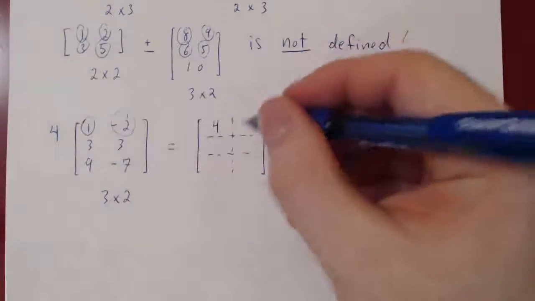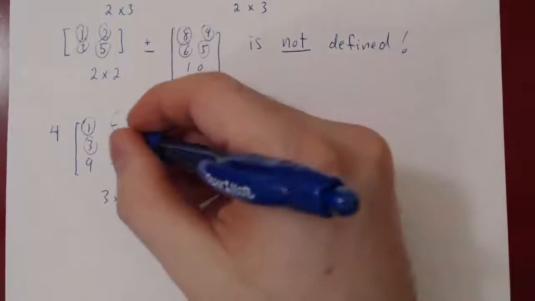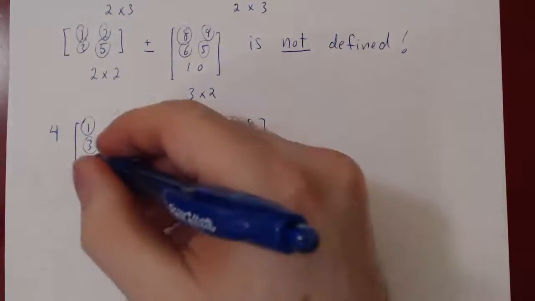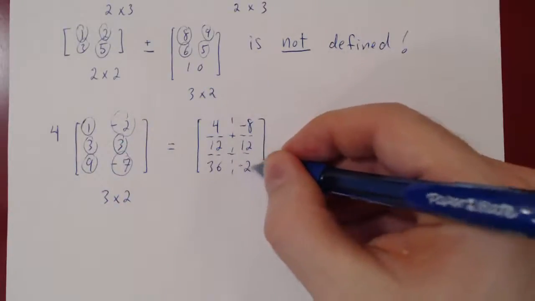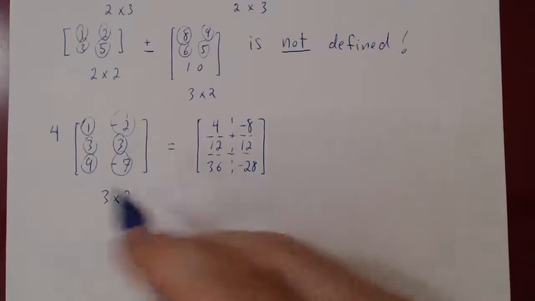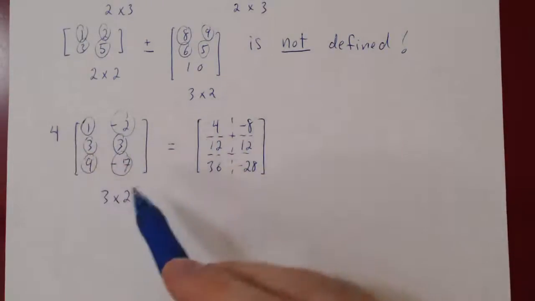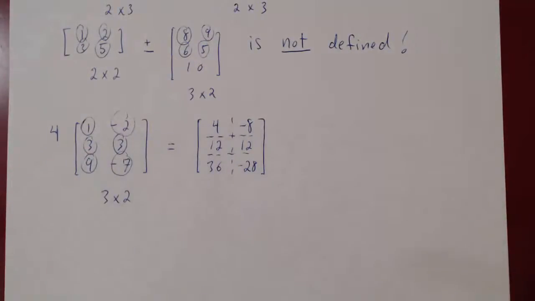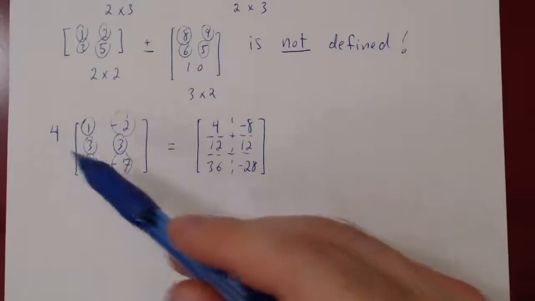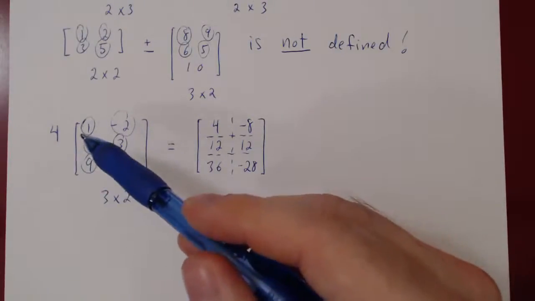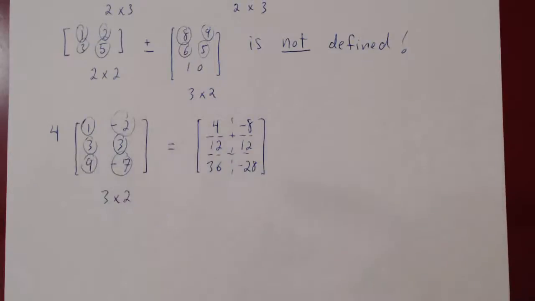4 times -2, -8. 4 times 3, 12. 4 times 3, 12. 4 times 9, 36. 4 times -7, -28. And that's it. This is scalar multiplication, multiplying a matrix by a real number. This operation always exists. Given any matrix and any real number, you can always multiply the matrix by the real number by multiplying every one of its entries by the given real number.